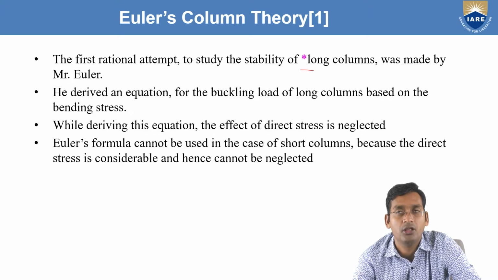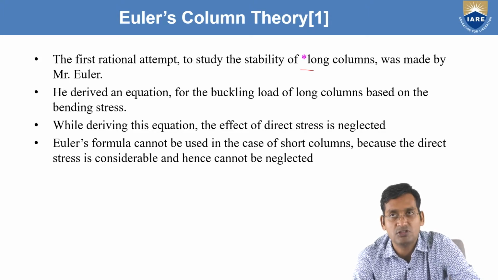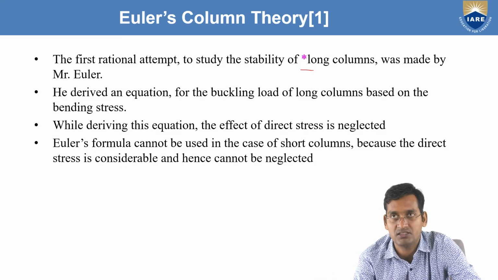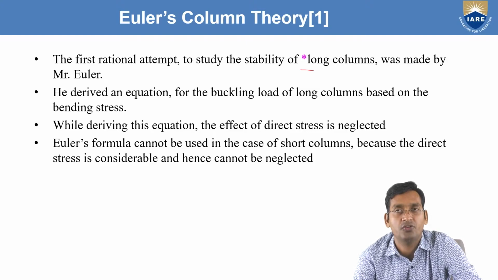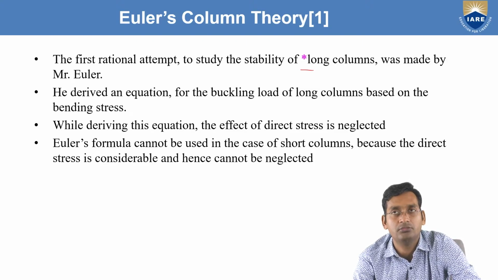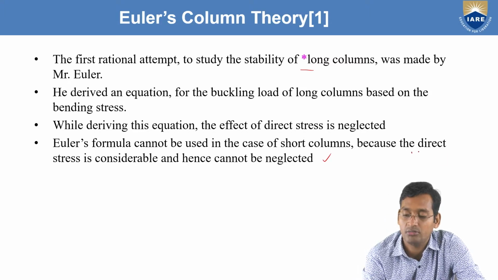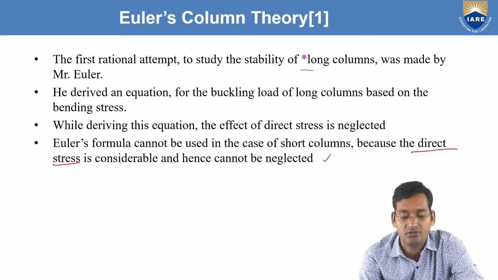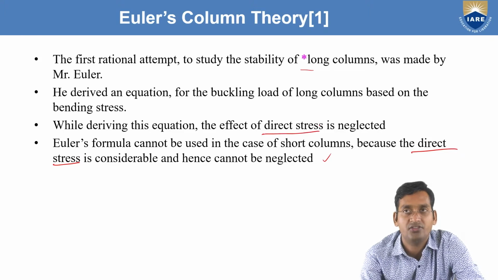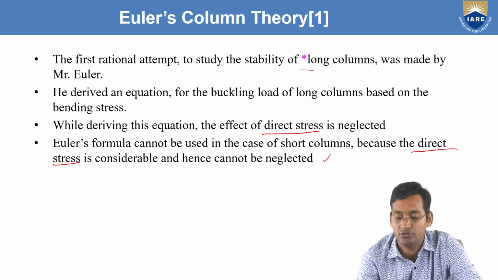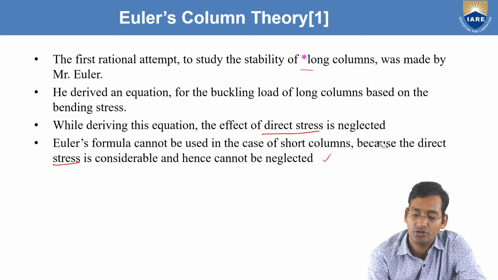Earlier also we had seen that only the axial load should act on it, so if any shear stress is there, that needs to be neglected. Euler's formula cannot be used in the case of a short column, because the direct stress is considerable and hence cannot be neglected. In a short column we cannot neglect it, but in a long column the direct stress we can neglect. That's why this is not applicable for the short column.